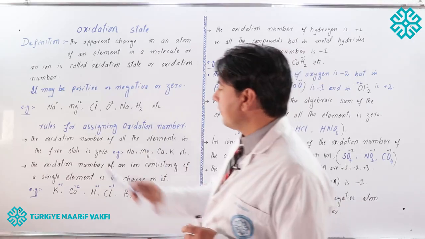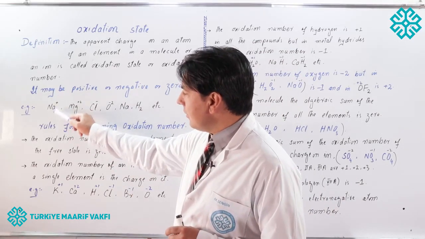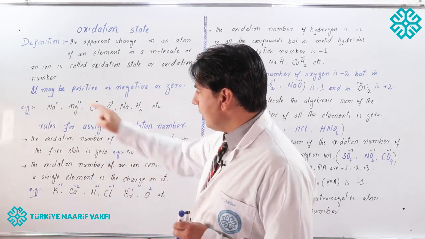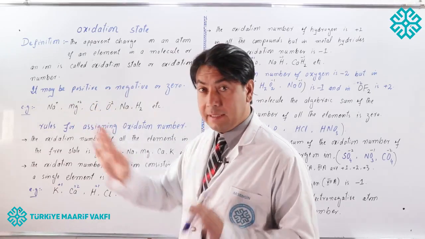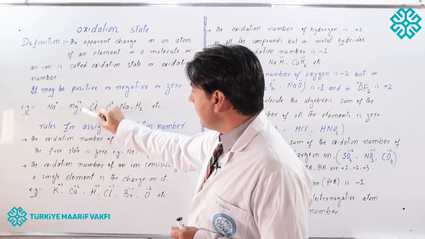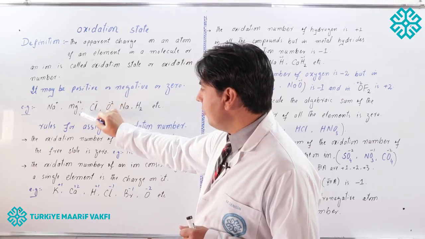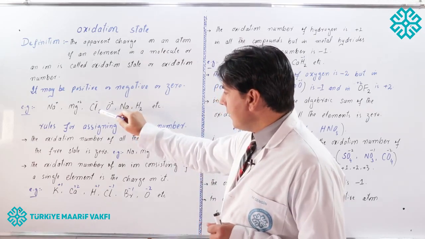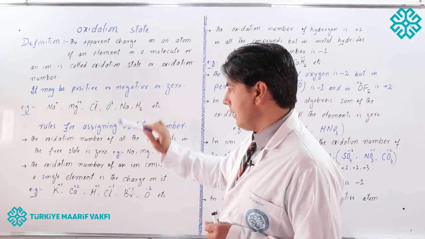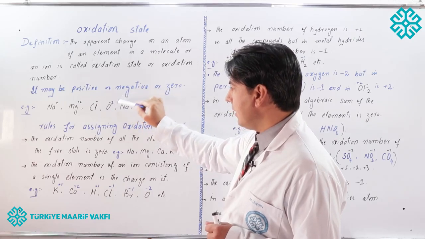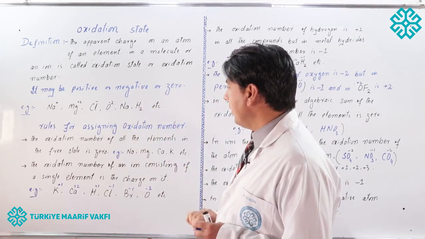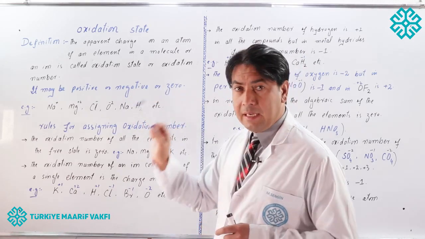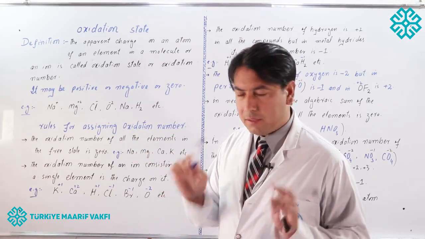Look here. What is the apparent charge on sodium? The apparent charge on sodium is +1, so the oxidation number of sodium is +1. It is positive. Similarly, the oxidation state of magnesium is +2 because its apparent charge is +2. And the oxidation number of chlorine is -1. The oxidation number of oxygen is -2. And if there is no apparent charge, it means that their oxidation state will be 0.